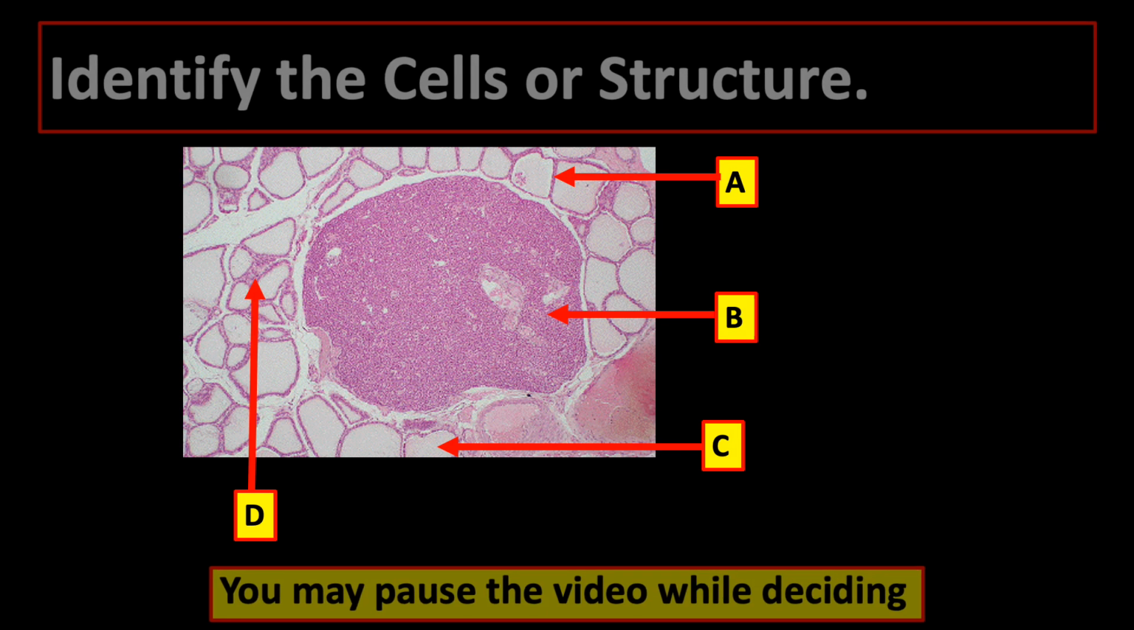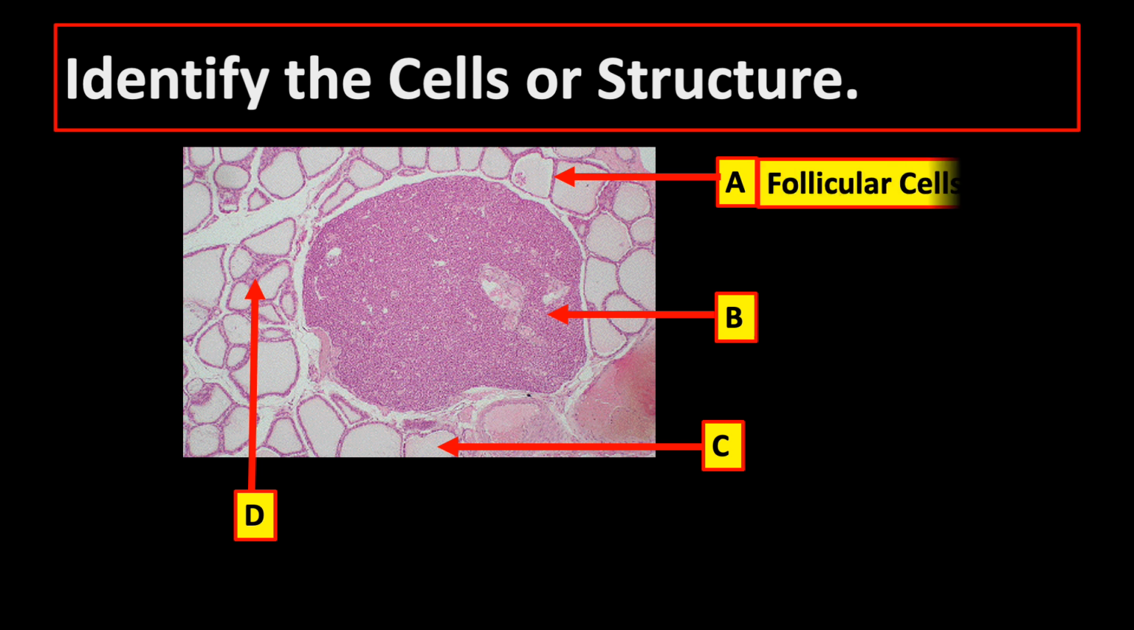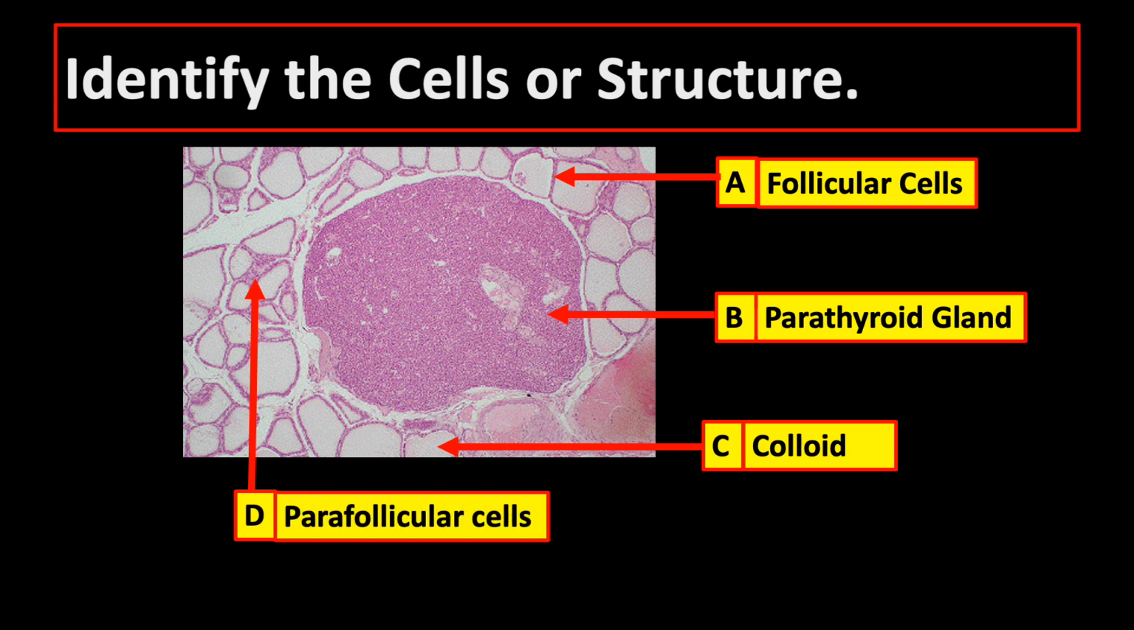And now let's try to identify some structures. Identify the cells or structure. If your answer is follicular cells for A, parathyroid gland for B, colloid for C, and parafollicular cells for D, then you got everything right.